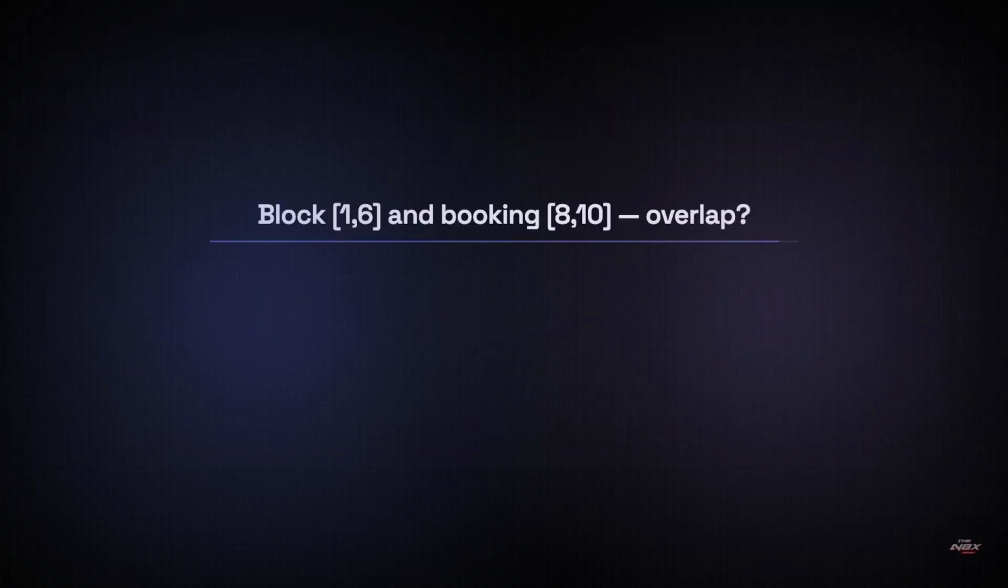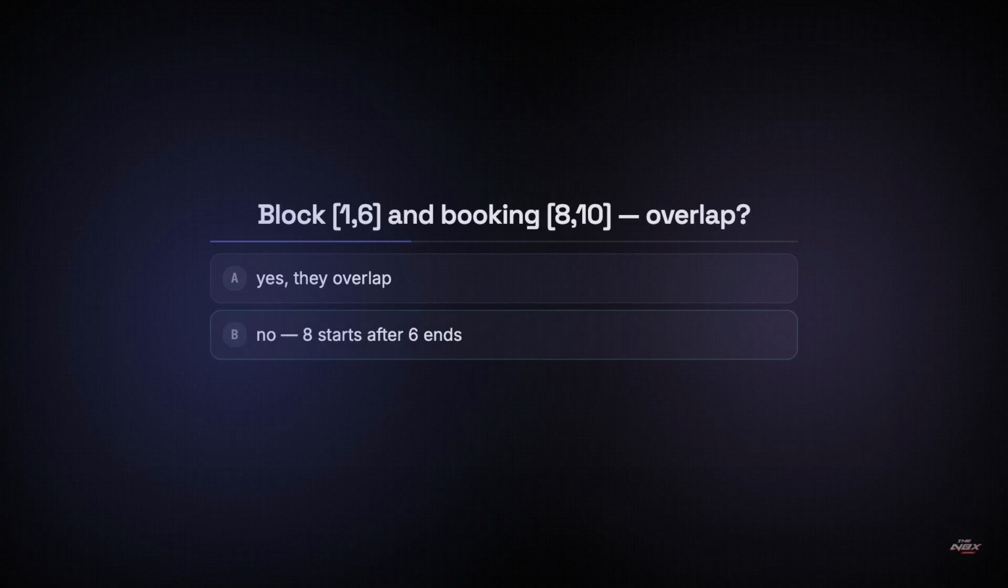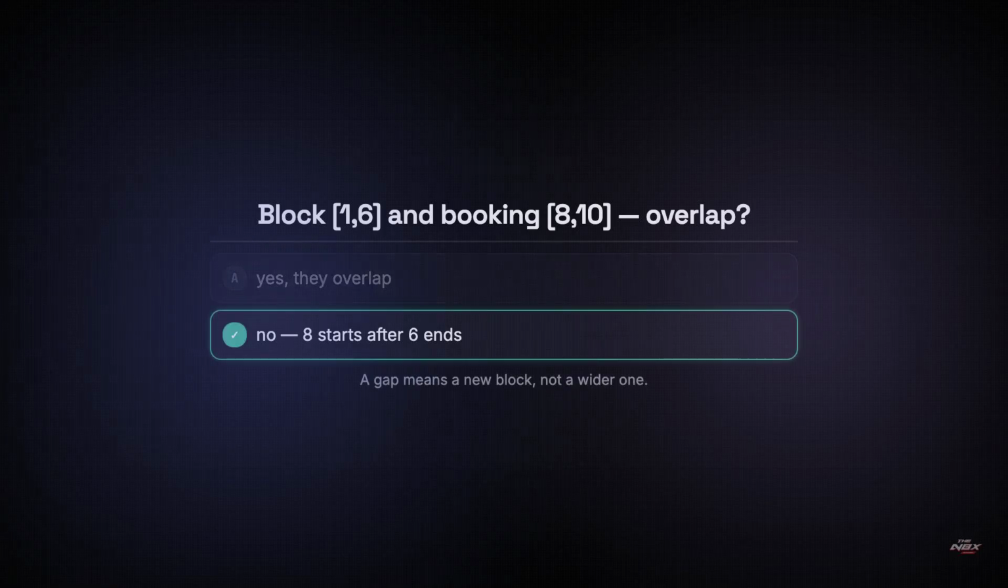Straight from the dojo. 1 to 3 and 2 to 6 overlapped, because B started before A finished. So what about the block 1 to 6 and the booking 8 to 10? They overlap. Or they do not overlap because 8 starts after 6 ends. Have a think and pause the video if you like for a moment. Ready? They don't overlap. 8 comes after 6, so there's a genuine gap between them, and a gap means a new block rather than a wider one.